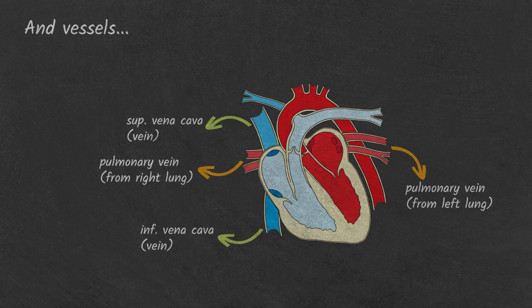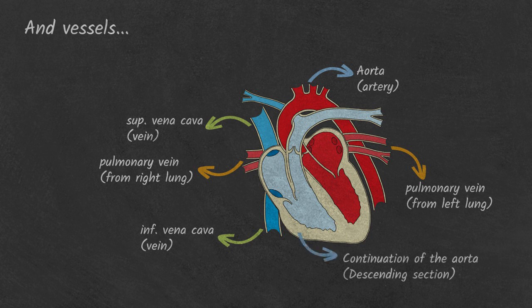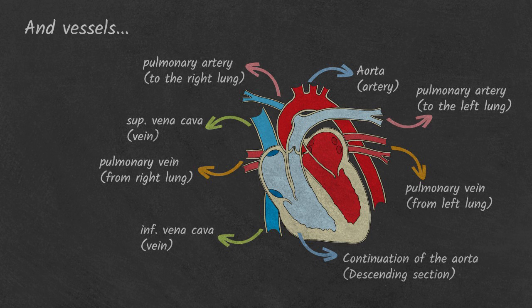Now about arteries. First we have aorta, which leaves from the left ventricle. This is the main artery in the body, which delivers highly oxygenated blood to the organs. After that, we have a continuation of aorta, which is called descending aorta. Finally, we have pulmonary artery, which is divided into 2 parts after exiting from the right ventricle, and each part will go to one lung. It carries deoxygenated blood.